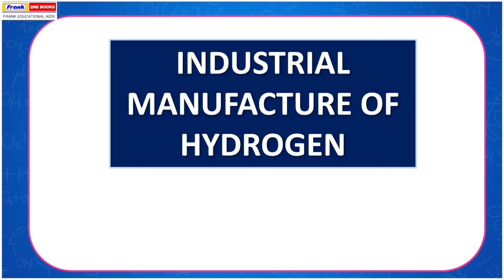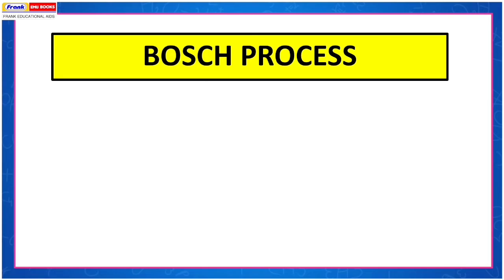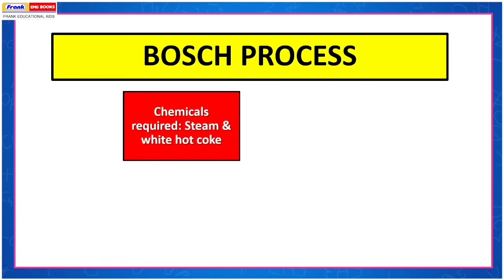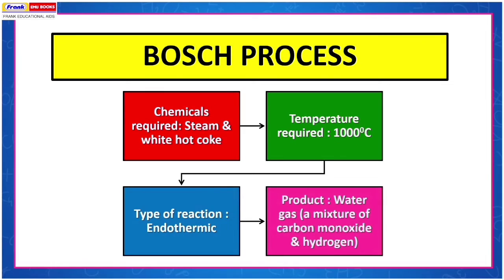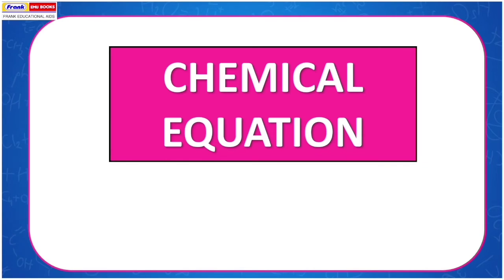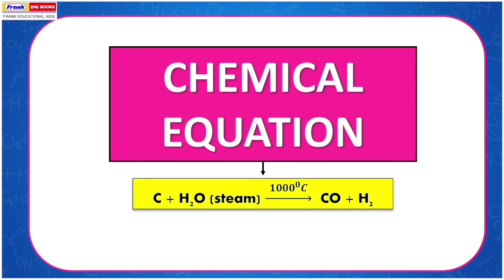Industrial manufacture of hydrogen, often referred to as the Bosch process. Chemicals required in this: steam and white hot coke. Temperature required: 1000 degrees Celsius. Type of reaction: endothermic. Product formed: water gas, a mixture of carbon monoxide and hydrogen. Reaction involved here: C plus H2O at 1000 degrees Celsius gives CO plus H2.